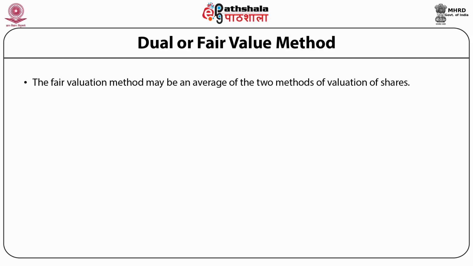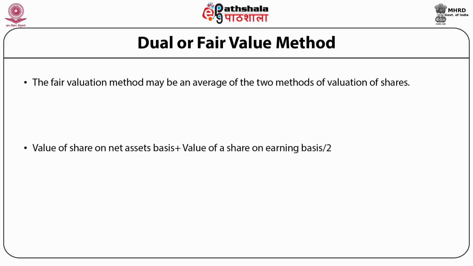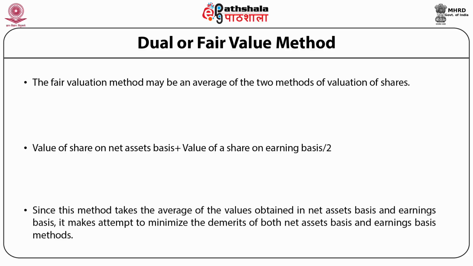The formula for the valuation of shares according to the dual method or fair value method is as follows. Value of share is equal to value of shares on net asset basis plus value of shares on earning basis, whole divided by 2. Since this method takes the average of the values obtained in net asset basis and earnings basis, it makes attempt to minimize the demerits of both net asset basis and earning basis methods.